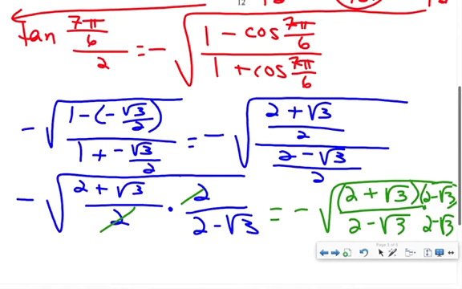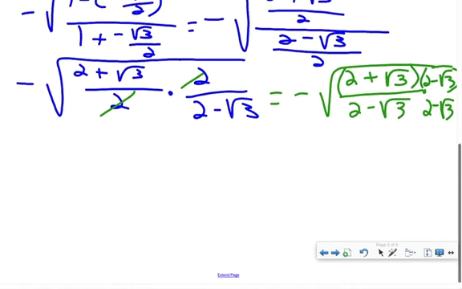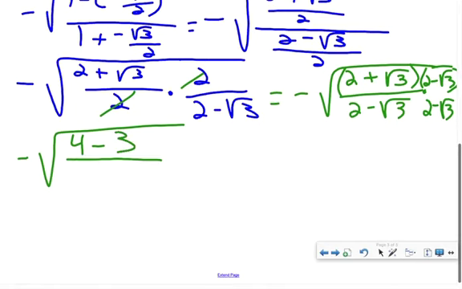Okay, so let's go through that step by step. In my numerator, when I FOIL this out, I got negative, still in this big square root, 4 minus, now when I do the 2 times negative radical 3, and then the 2 times positive radical 3, those are going to cancel out. And what I'm left with is 4 minus, well, what's radical 3 times radical 3? That's just 3.